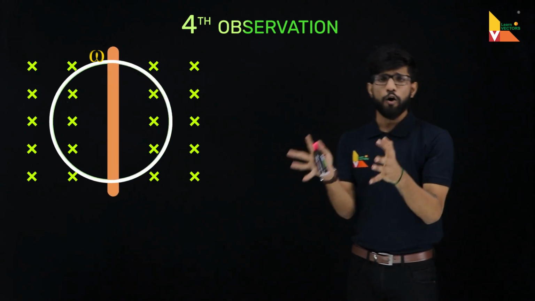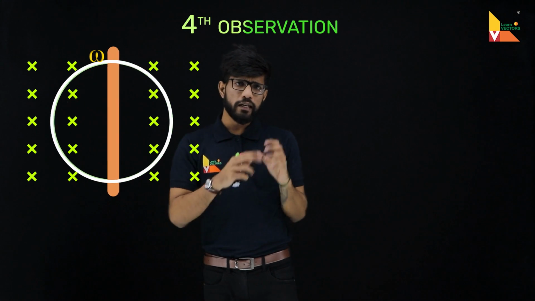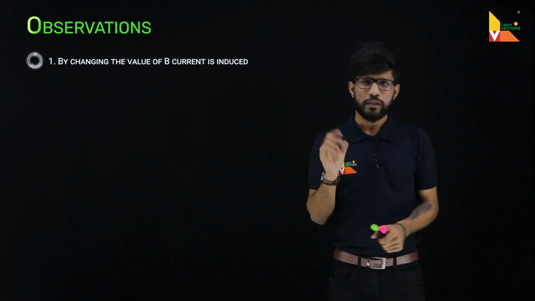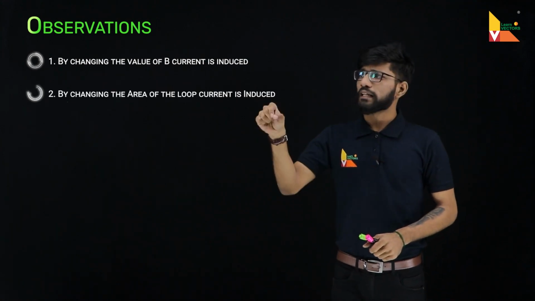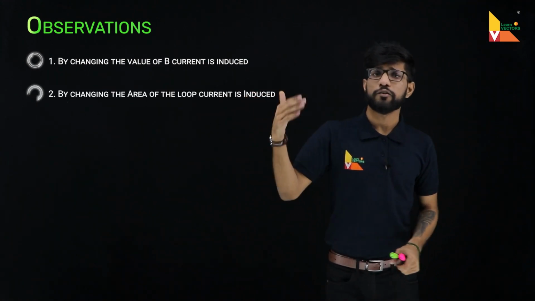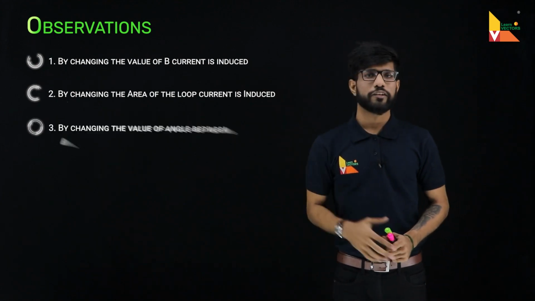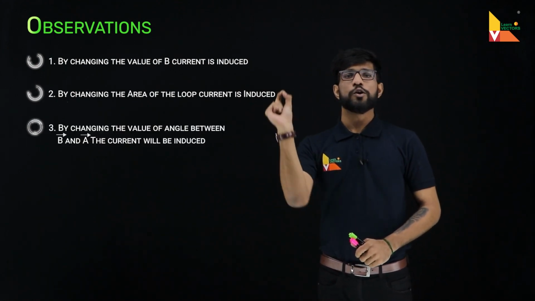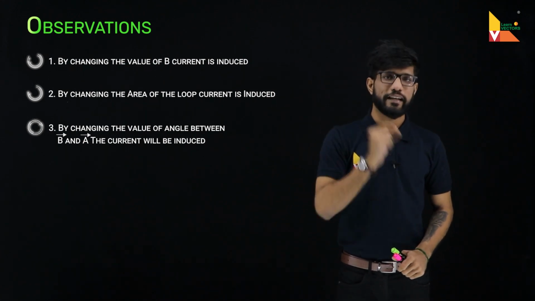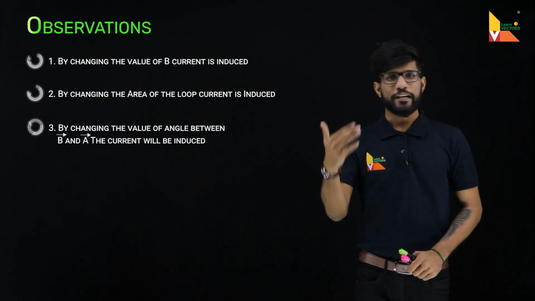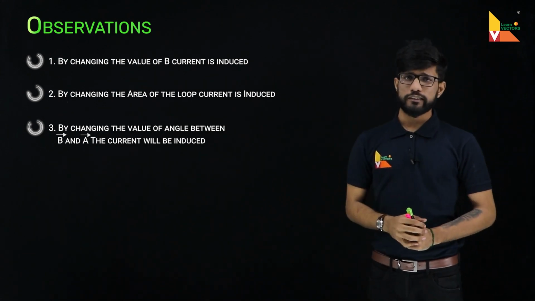So combining all these observations, we will understand why this current is induced. The first observation is that by changing the value of B, the current will be induced. Our second observation is that by changing the area of the loop, the current will be induced. And our third observation is that by changing the angle between B and A, the current will be induced, right? So these are the three observations that we made.